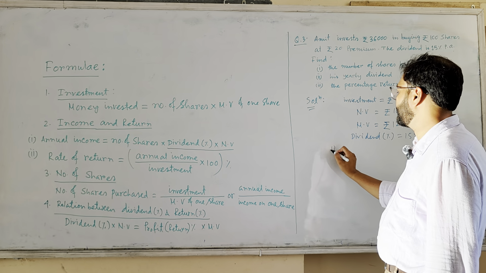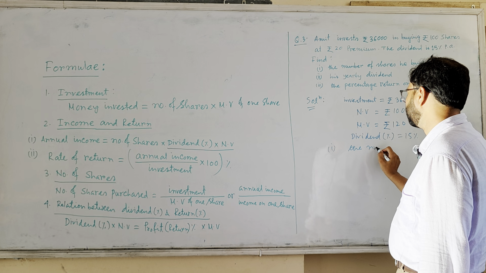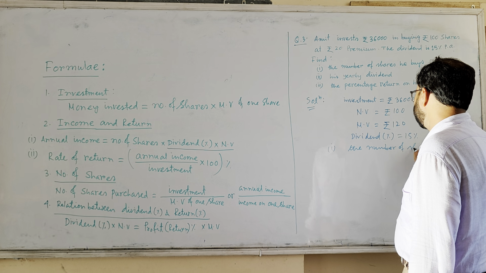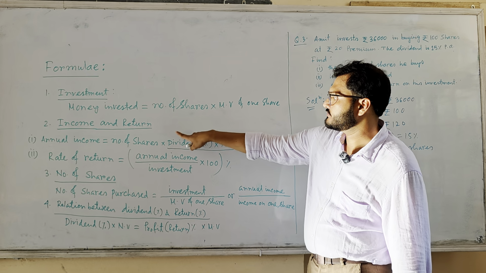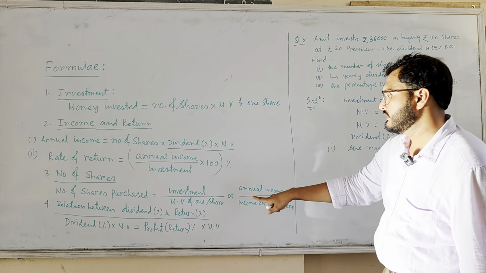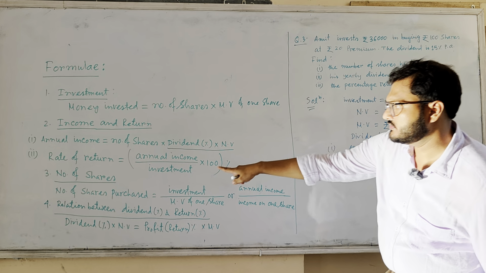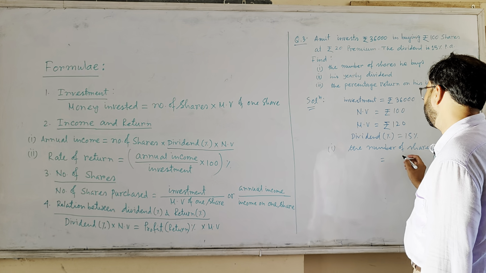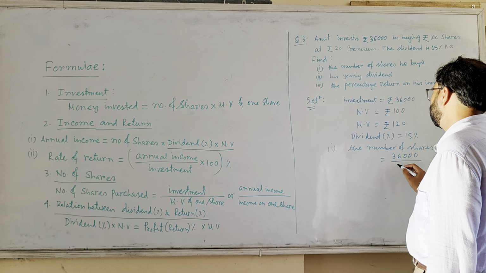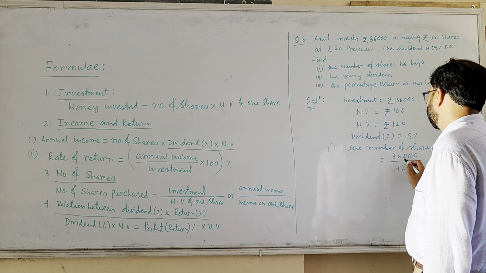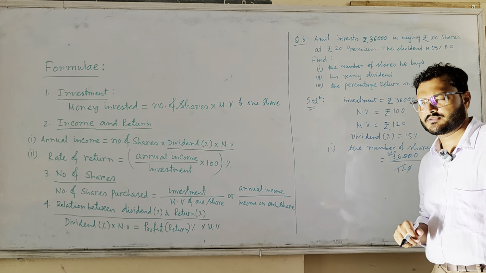Now the first question: the number of shares he buys. How many shares? We know the formula: number of shares equals investment by market value. Investment means how much? 36,000 by 120, which is 300. So he bought 300 shares.